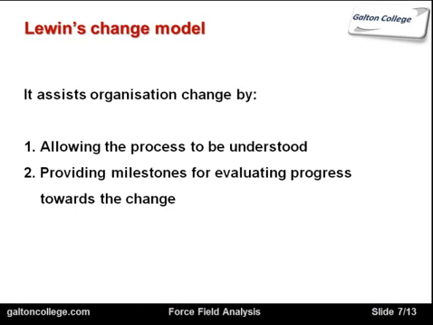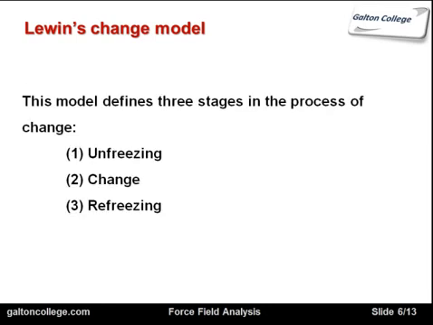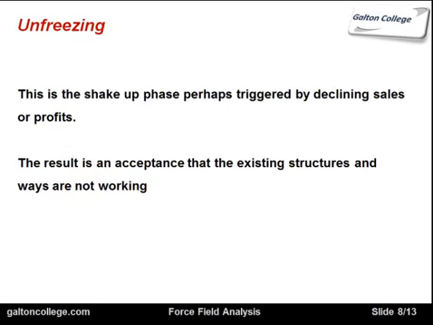Now, as I said earlier, there are three stages here: unfreezing, change, and refreezing. On the unfreezing stage, this is the shake-up phase, perhaps triggered by declining sales or profits. So we have triggers causing the change, which could be internal or external. It could be changing consumer tastes, government influence, society changes. It can be lots of things from the outside, or it could be on the inside. It could be how the technology is affecting the business, changing working patterns, changing aspirations by the workers, different skill levels. It could be whatever.